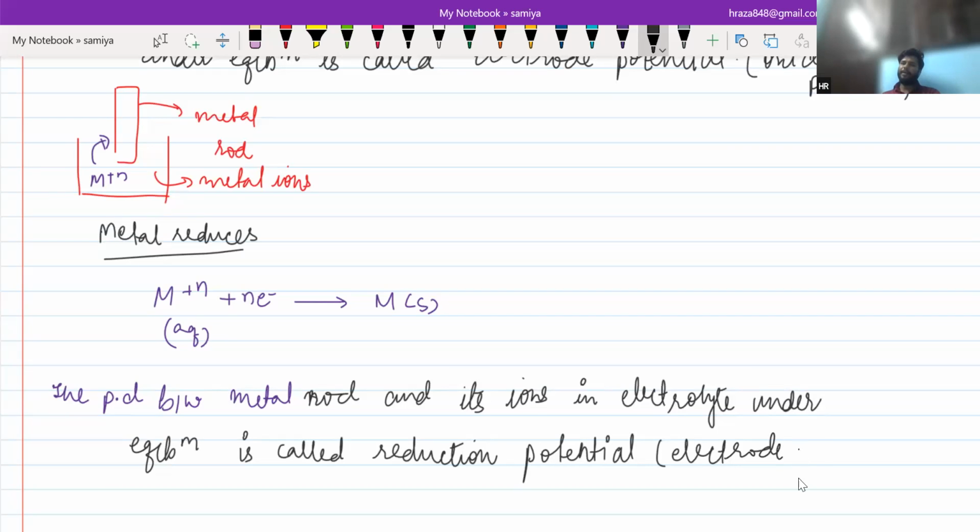Electrode potential means it can be either reduction potential or oxidation potential. When I say students, that means every gender comes in that. But to be more specific, boys as students, that means we are talking only about boys. So both are electrode potential, but depending upon whether it oxidizes or reduces, that is reduction potential and oxidation potential. Please write it.